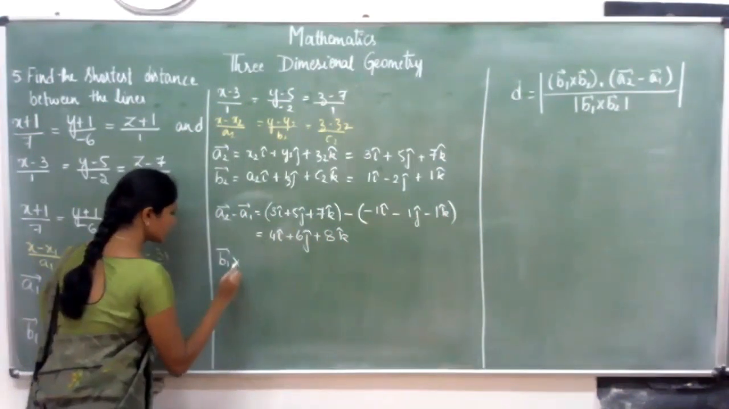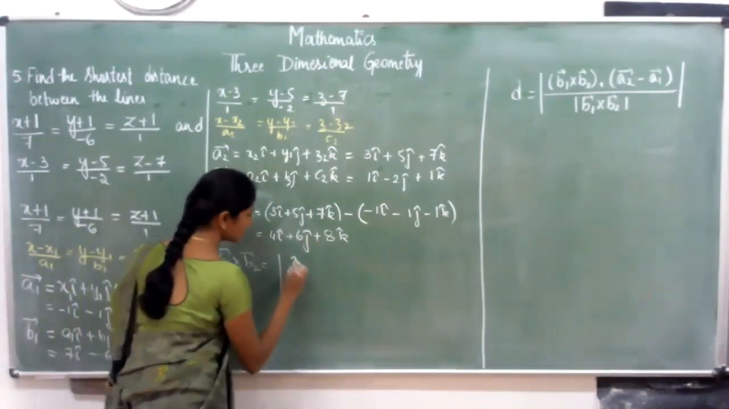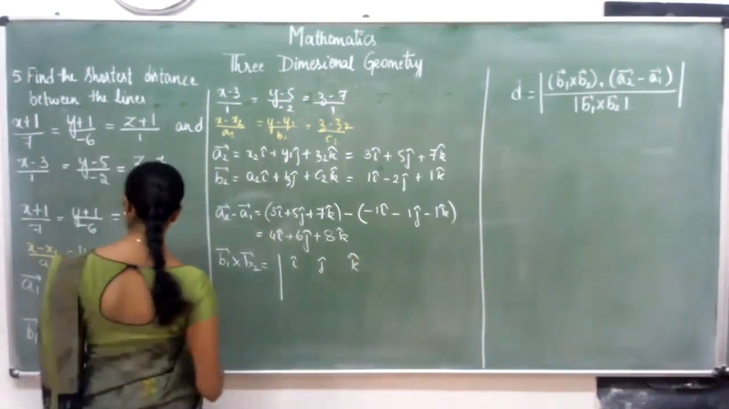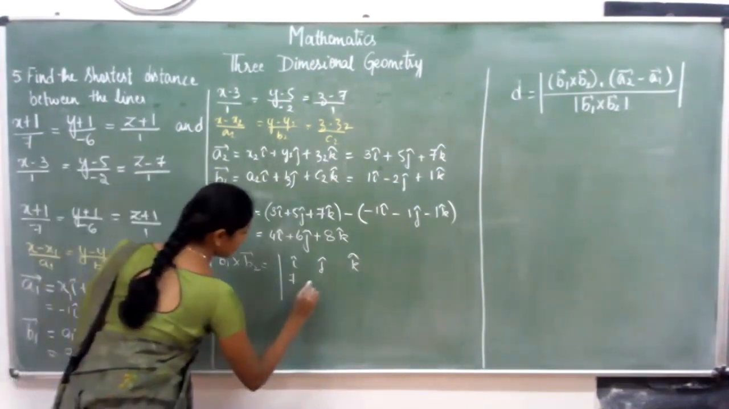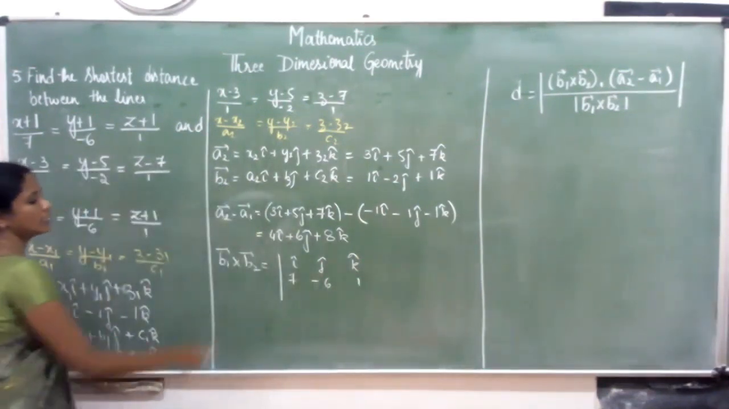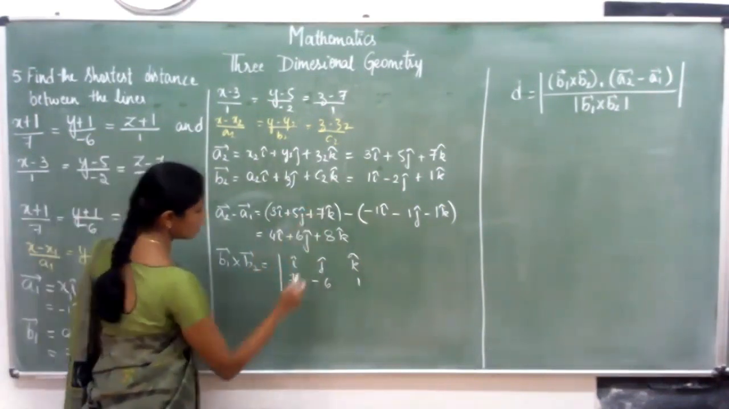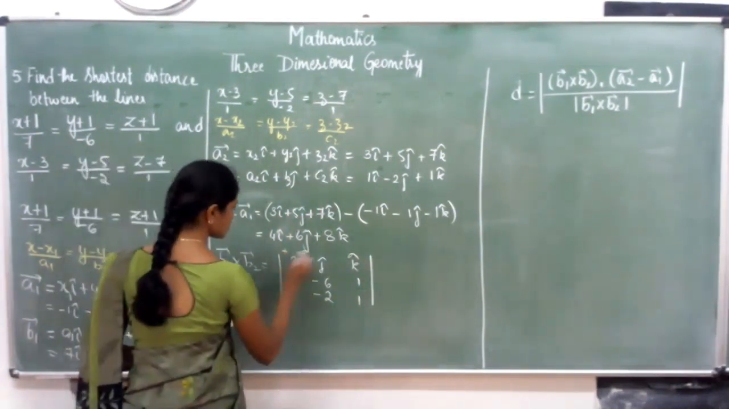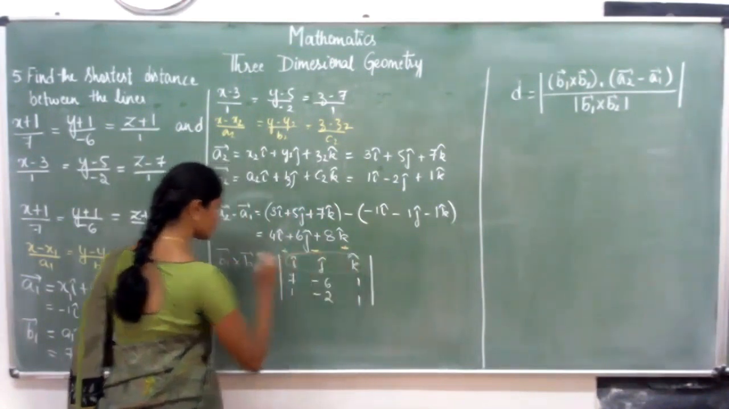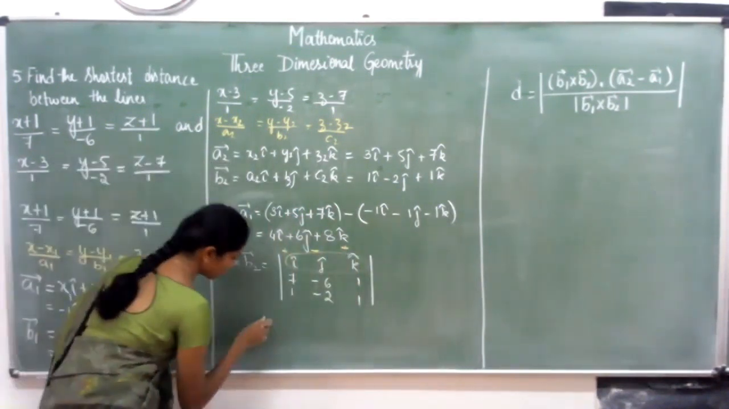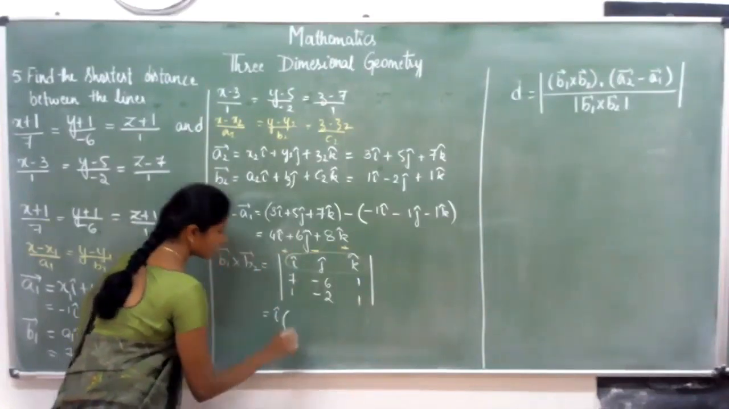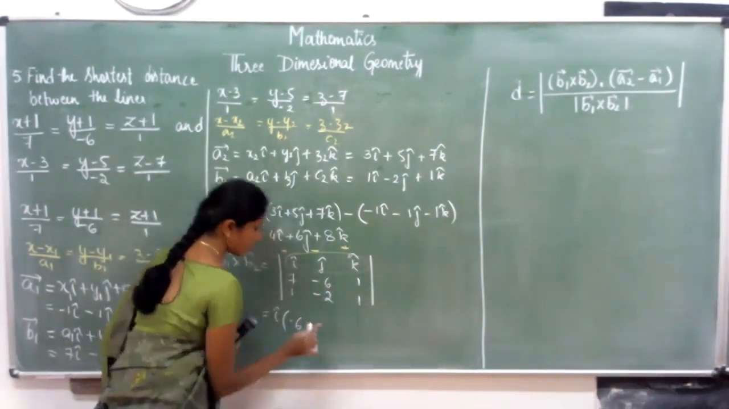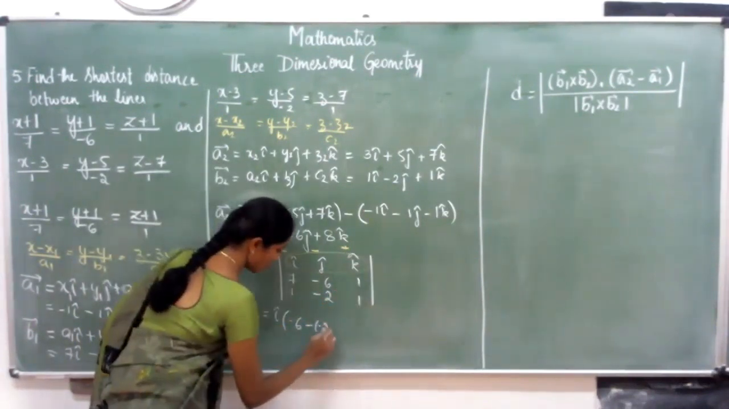Next, finding the cross product between the vectors b1 and b2 using the determinant. So first row i cap, j cap, k cap. Next, second row, the scalar components of the vector b1, which is 7, minus 6 and plus 1. And third row, the scalar components of the vector b2, which is 1, minus 2, 1. So this is plus, minus, plus, expanding along the first row. Plus i cap into, neglecting the first row and the first column, minus 6 into 1, minus 6, minus 2 into 1, which is minus 2.